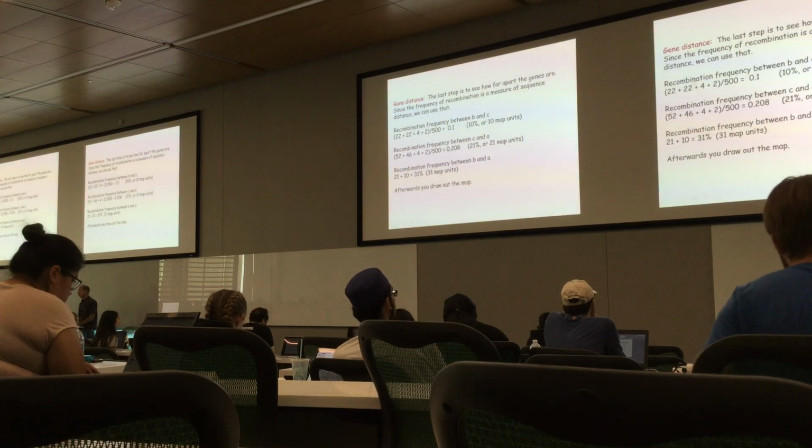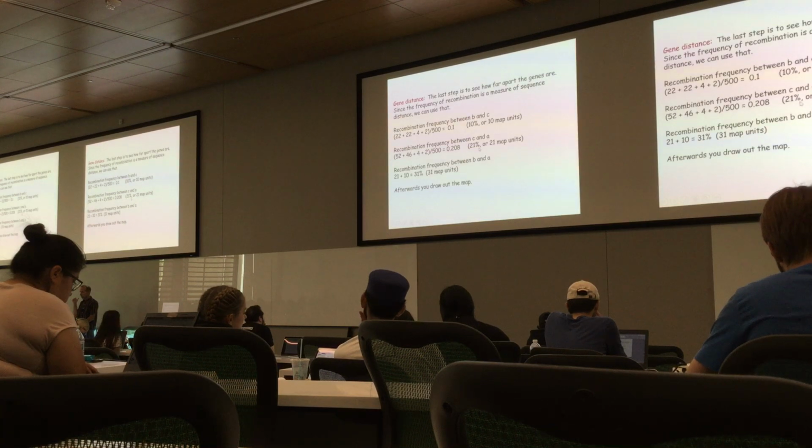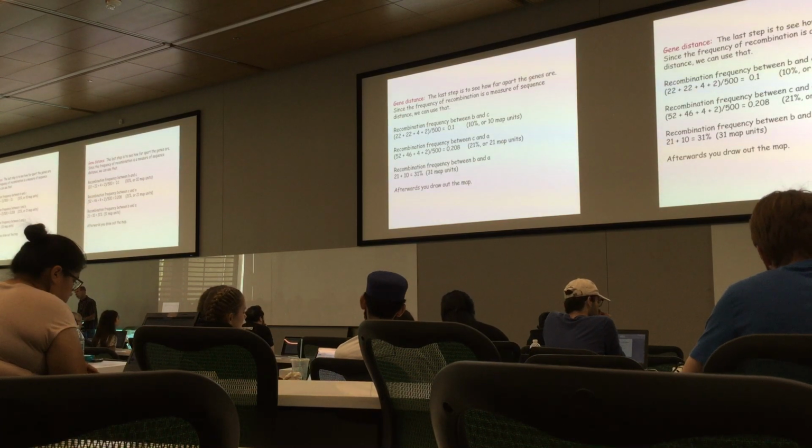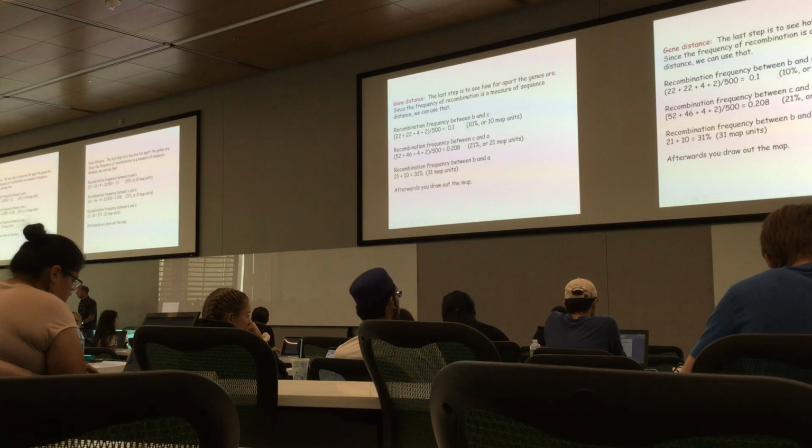Okay. There's a few types of questions where you could be given something like this or like this, and you might have to work your way backwards. The question might be, well, out of 1,000 progeny, how many would you expect to be, blah, blah, blah. So you can work forwards and backwards in these things. And then you draw out the map. So there you go.